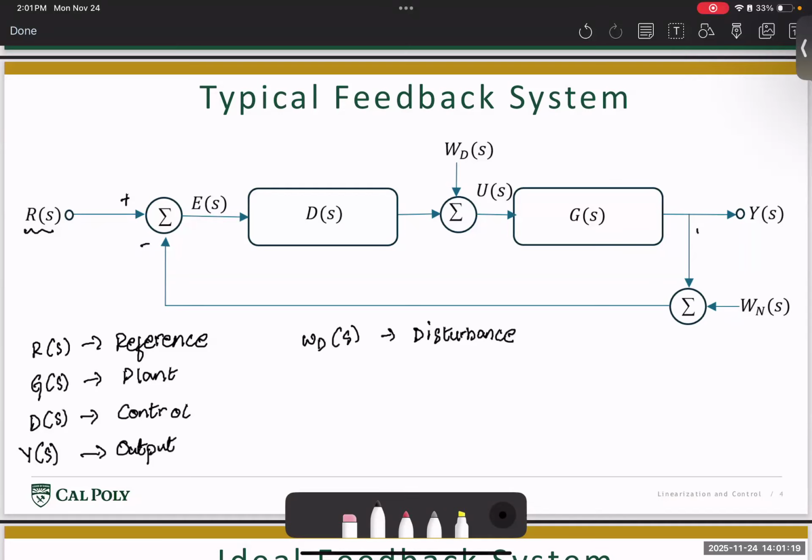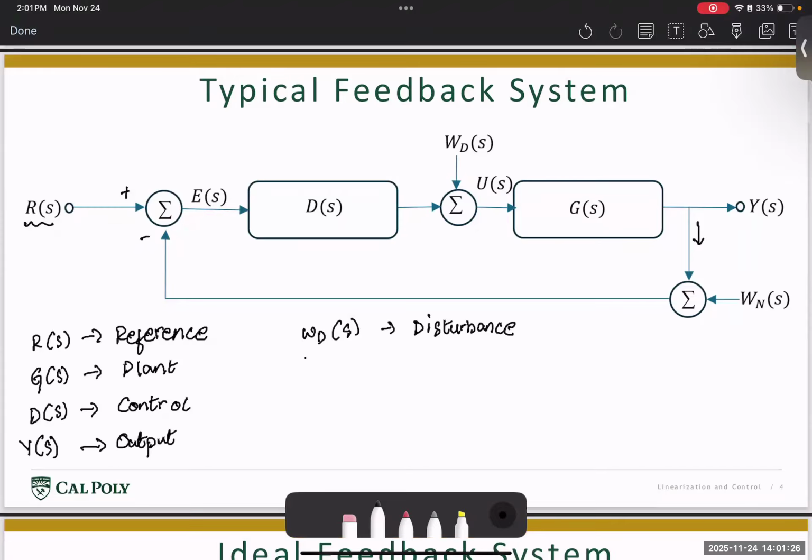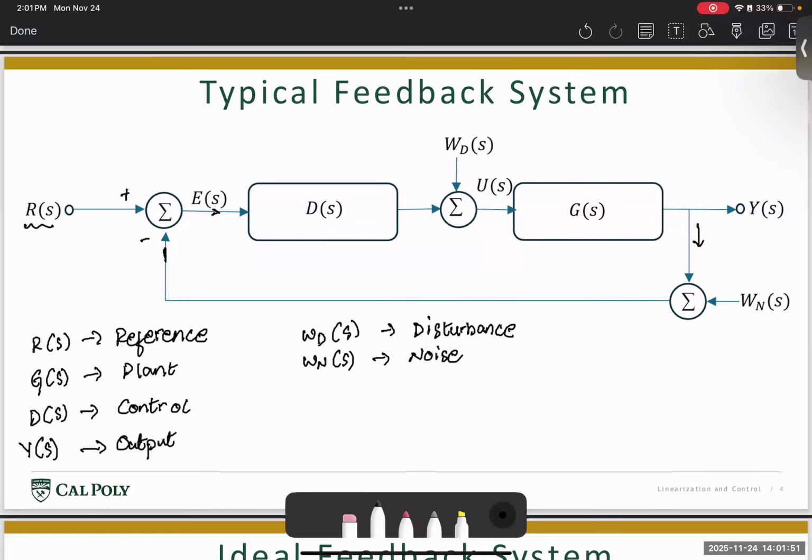Then this output basically passes back to the input. As we're measuring the final output, there is some amount of noise that gets added, which is given by Wn of S. This is basically any amount of noise that is present within the sensor. This information now goes back here, and this gets cancelled with the reference signal, which was originally 5 degrees, and now we said the pitch was about 1 degree. So the amount of pitch that the aircraft should still perform is about 4 degrees. We call this 4 degrees an error signal, which is given by E of S.